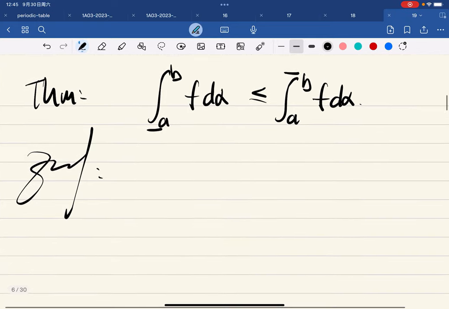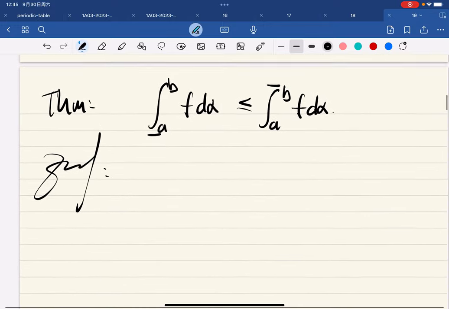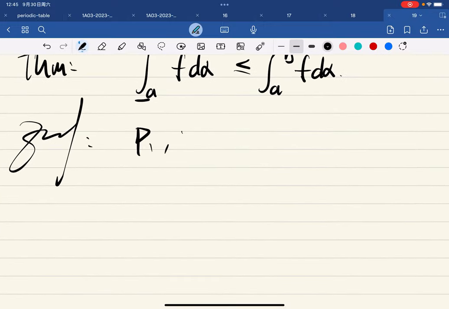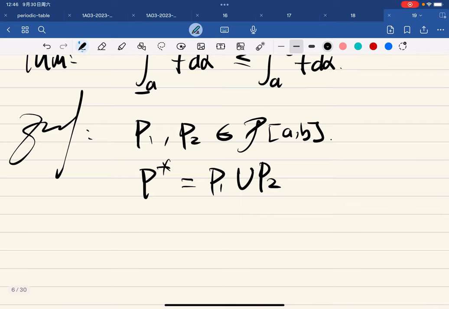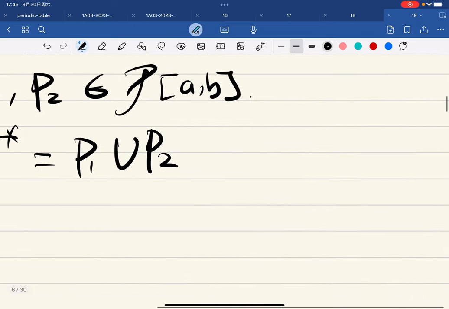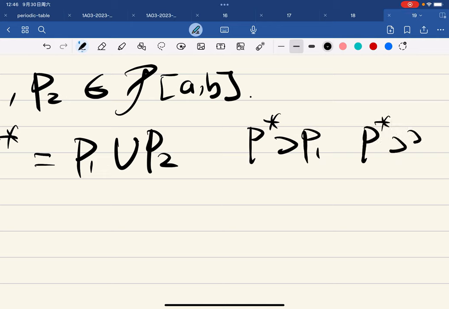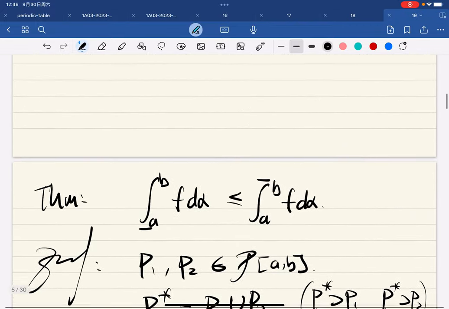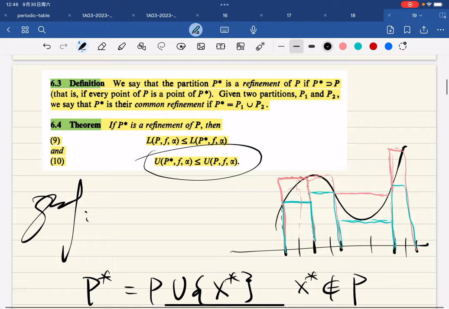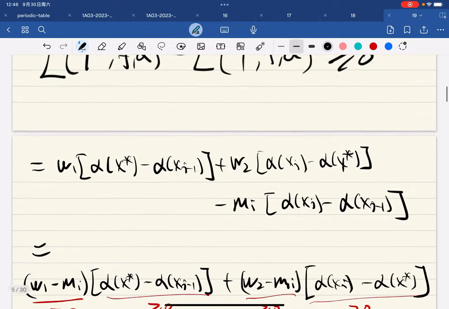Okay, so for P1, P2 in the partition, we define P star to be their common refinement, their union. So immediately we have that this is a refinement of P1 and also a refinement of P2, and we can use the result above. If it's a refinement, then we have this, this, and this.